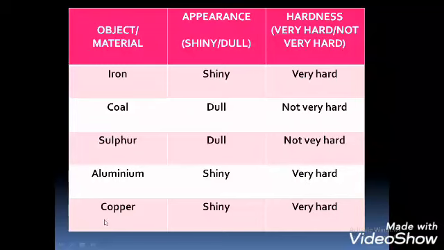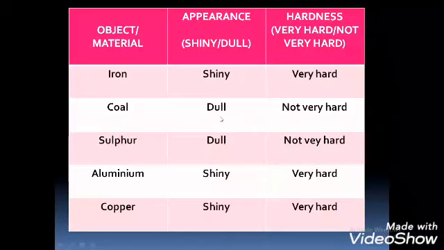And copper, where is it seen? Copper is seen in electrical wires, right? It is shiny and also very hard. So which metals have a shiny appearance and are very hard? Iron, aluminium and copper are shiny and very hard. But coal and sulfur are dull and not very hard. So we categorize iron, aluminium and copper as metals, and coal and sulfur as non-metals. In these examples, shining appearance and hardness distinguish metals from non-metals.